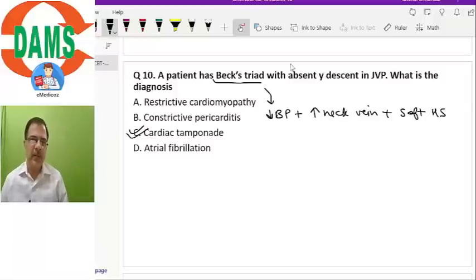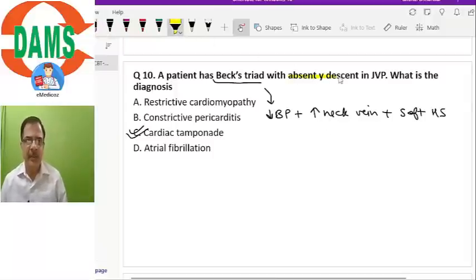And one more feature of cardiac tamponade is the absent Y descent, which is very specific for cardiac tamponade. And the treatment of cardiac tamponade is emergency pericardiocentesis.